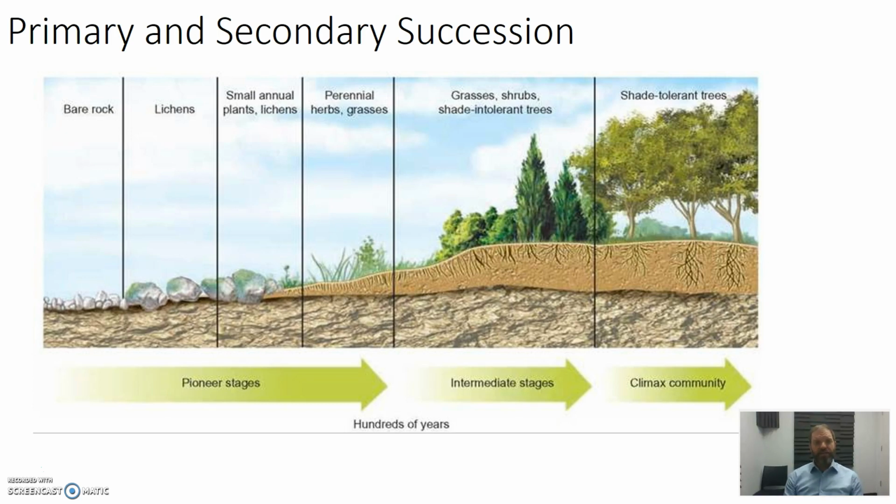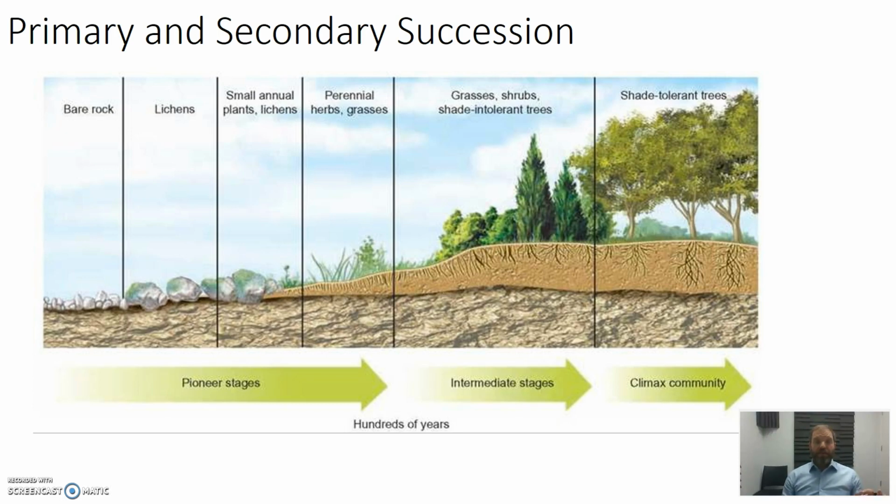So the early pioneer stages, lichens and moss, start to break down the rock and you get to some sandy sort of soil, some small annual plants can grow, and some insects might come along to pollinate those, and we end up with some organic matter starting to build up.